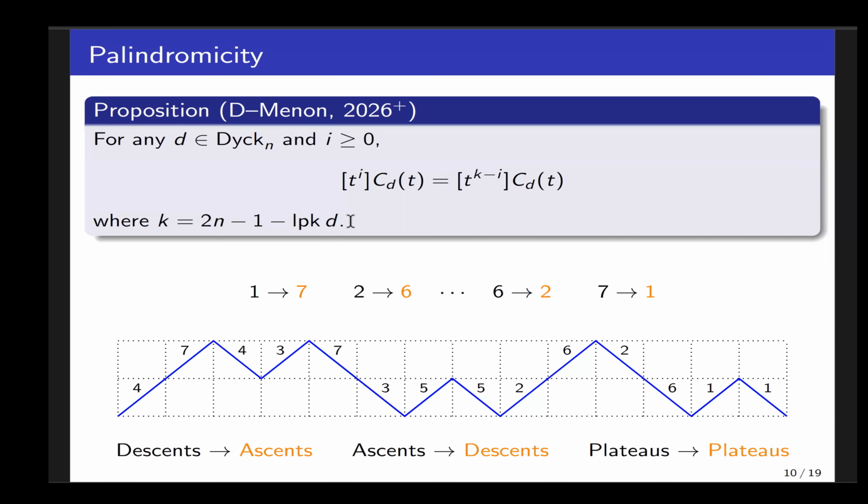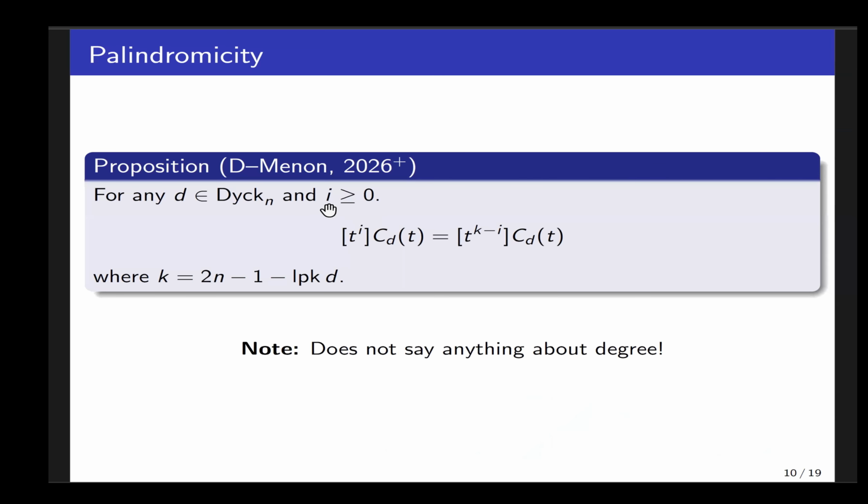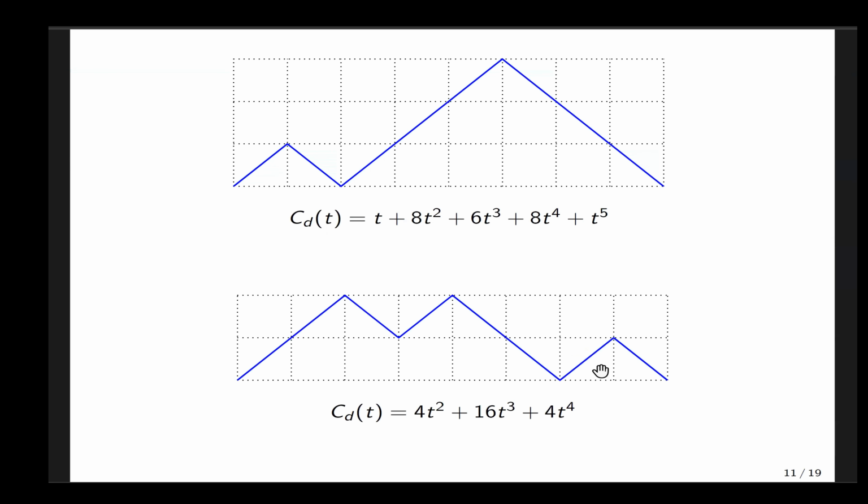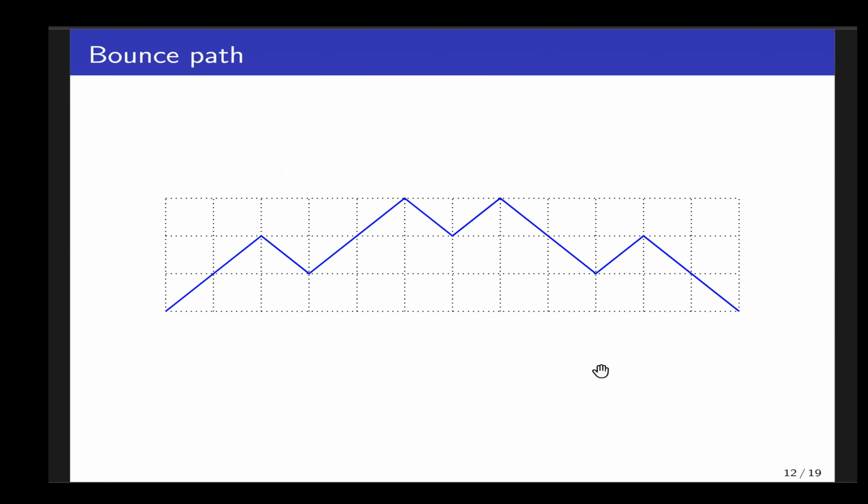All these polynomials are palindromic, but still, we don't know what the degrees would be. It could be that, and it is that for this Dyck path, the first one on the top, we have degree 5, and the one on the bottom, we have degree 4. So why is that? That was our second question. And for this, we actually had to work a bit harder. It turned out the answer depended on the so-called bounce path of a Dyck path. So let me tell you what that is.